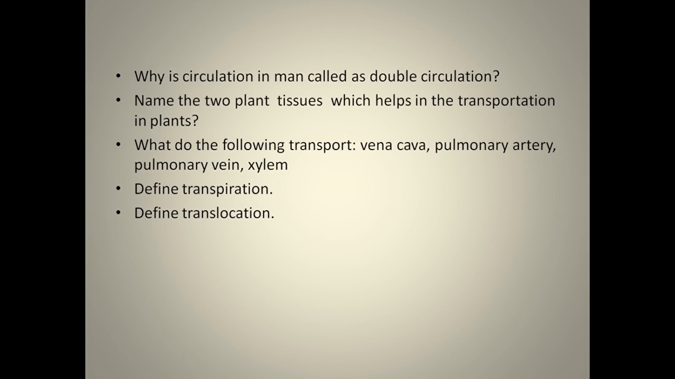Then define transpiration. Transpiration, I told, is the evaporation of water from the aerial parts of the plant, and it also helps in the transportation of water. Then translocation: the transportation of food particles to different parts of the plant from the site of photosynthesis is called translocation. So that's the end of the transportation part.